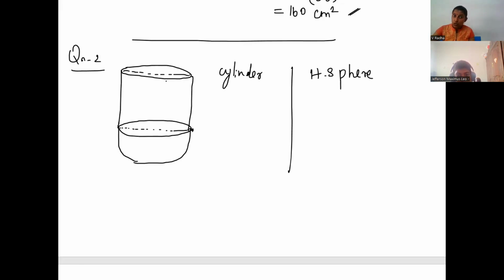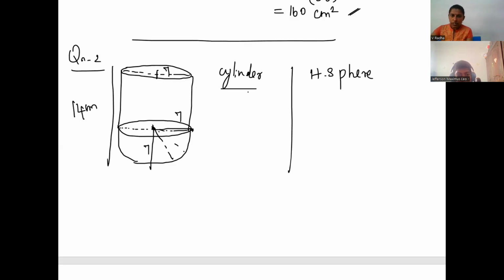Hemisphere. So the total height is 14, correct? Yes, ma'am, the total height is 14 centimeters. Here we note that the radius is 7. So from this center to this point is 7. From this center point to anywhere on the hemisphere, all are 7 measurement. Is that correct? Yes, ma'am. Wherever we move, all are 7.